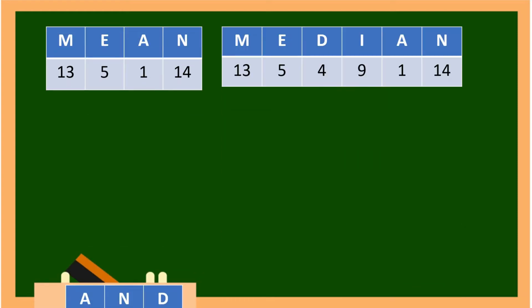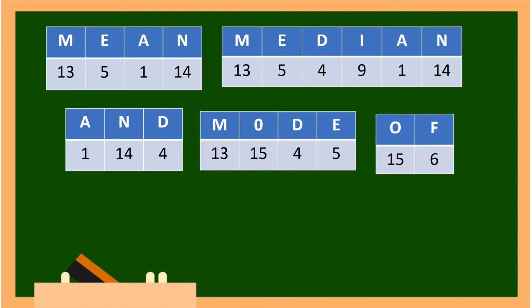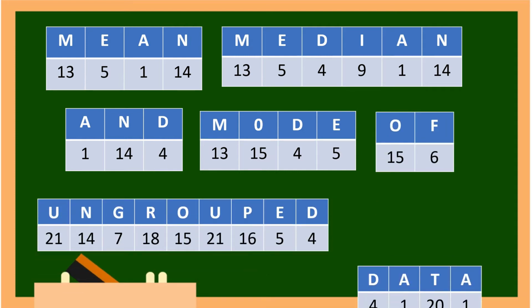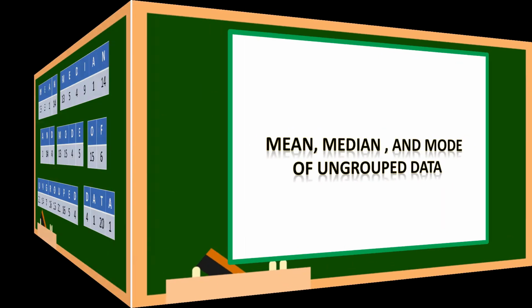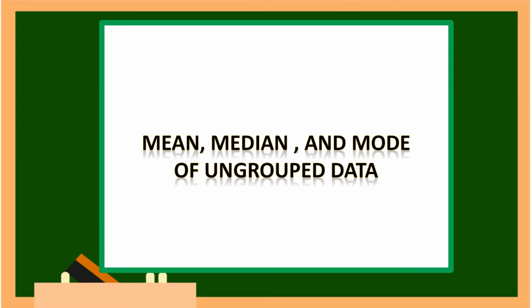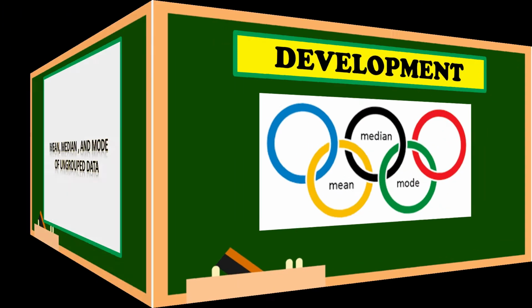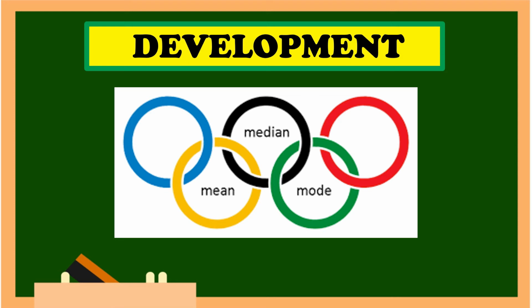We are now ready to write the answer. We have mean, median, and mode of ungrouped data. And this is our lesson for today. Mean, median, and mode of ungrouped data. We are now ready to start the lesson. We have development: mean, median, and mode of ungrouped data.